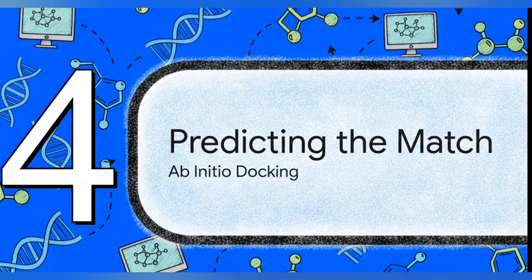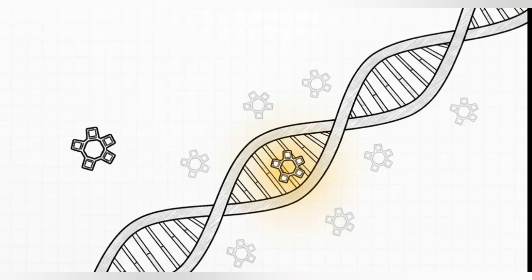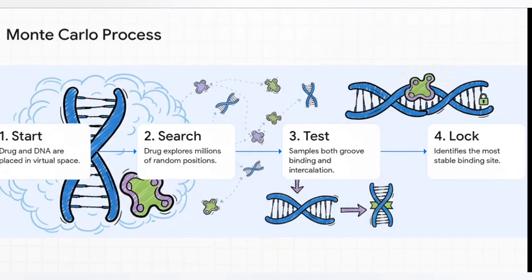And that brings us to the ultimate challenge, the holy grail of this whole field, trying to predict that perfect match completely from scratch. This is called ab initio docking. It literally means from the beginning. And the goal is just incredible. Can you just give the computer a drug and a strand of DNA and have it figure out if, where, and how they will bind with absolutely no hints? It's the final frontier. So how's it done?